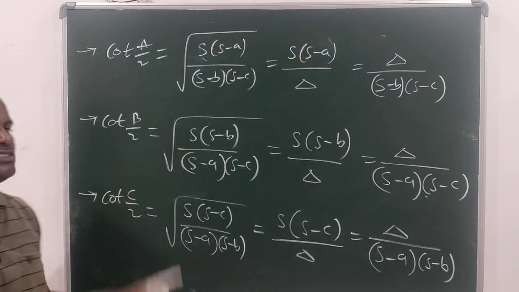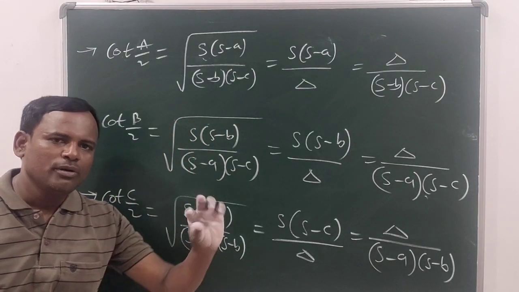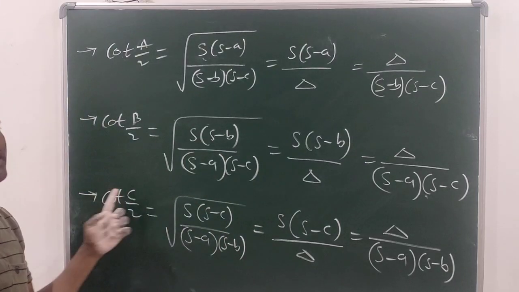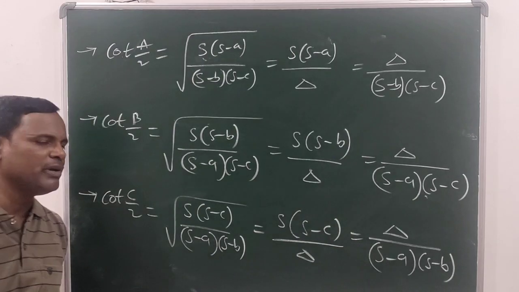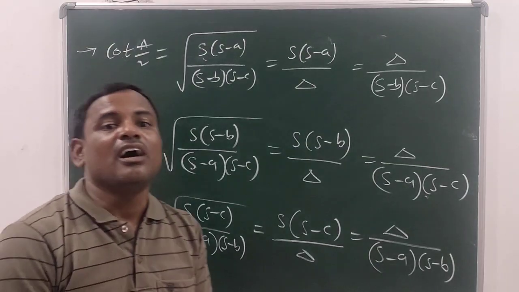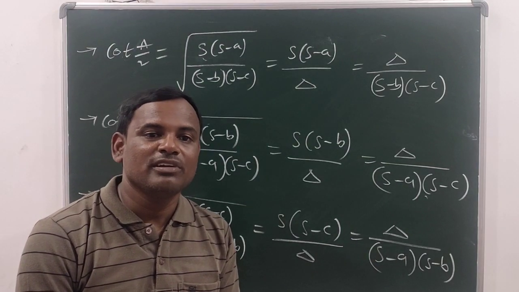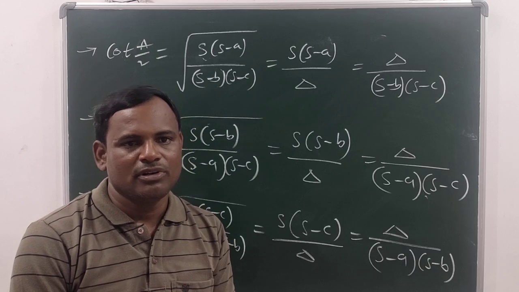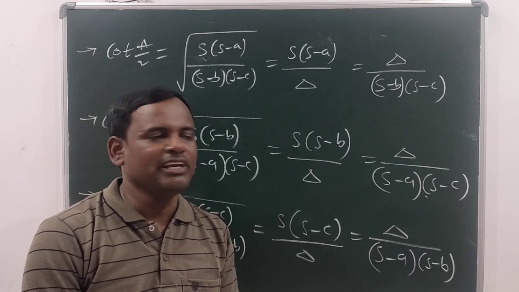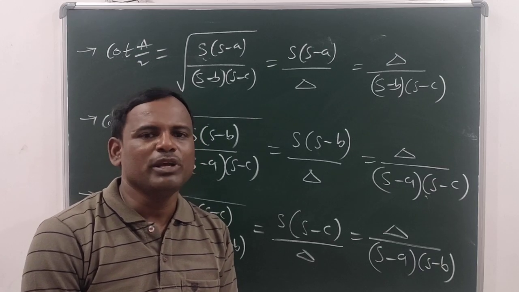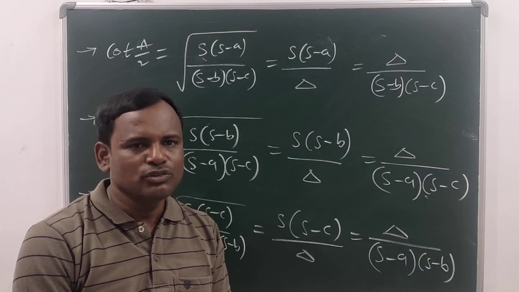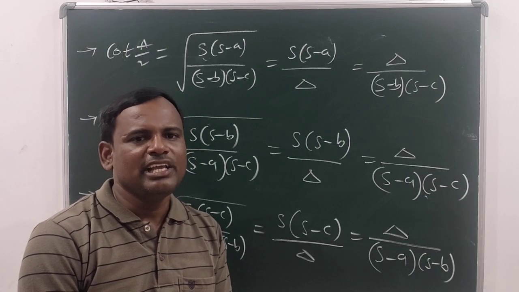How have we written these cot A by 2, cot B by 2, cot C by 2 from the half angles of tan? If you take the reciprocals of those three, you will generate these cot A by 2, cot B by 2, cot C by 2 formulas. So this is the half angles of sine, cosine, tan, cot concept. Now let us go to the area of a triangle ABC. To find the area of a triangle ABC, we have many formulas, you know. So now let us discuss some useful formulas to find the area of a triangle ABC.